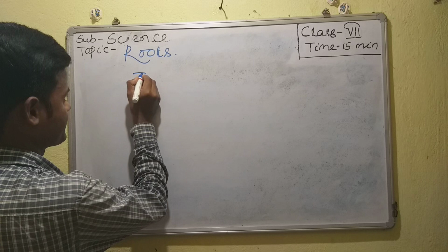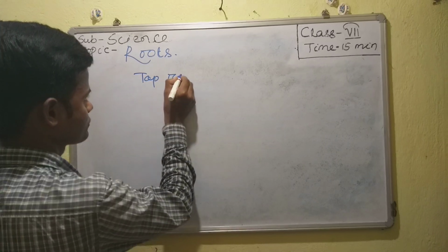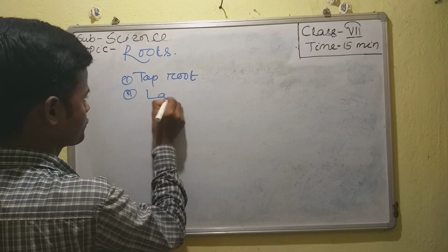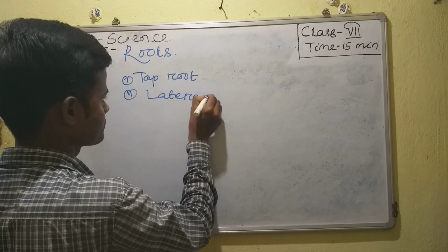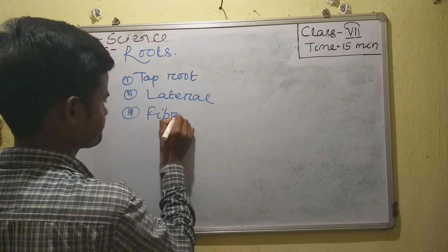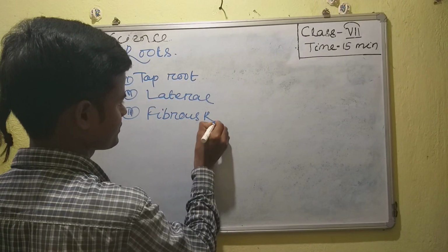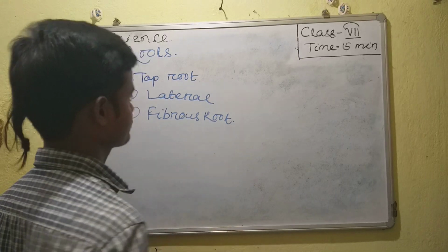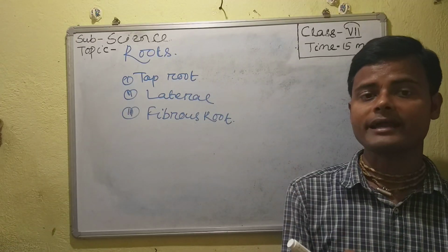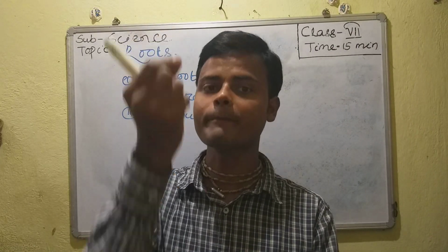One is taproot, another one is lateral root, and another one is fibrous root, right? First we'll discuss what is a taproot. There are certain plants where one root is the main root.